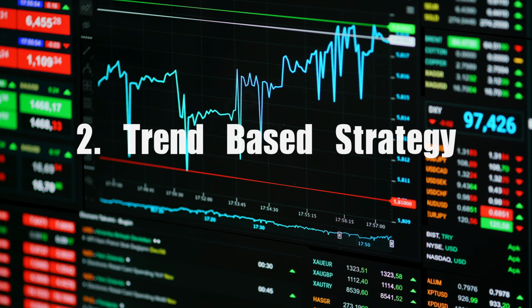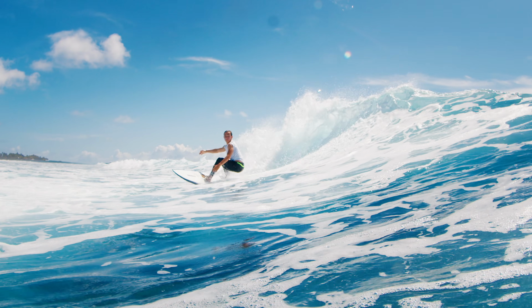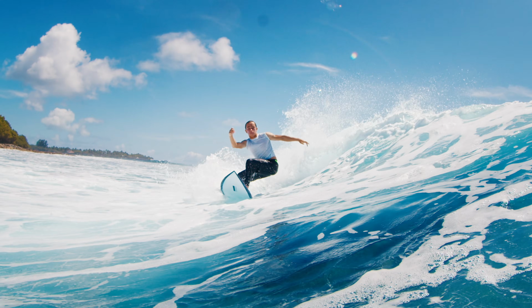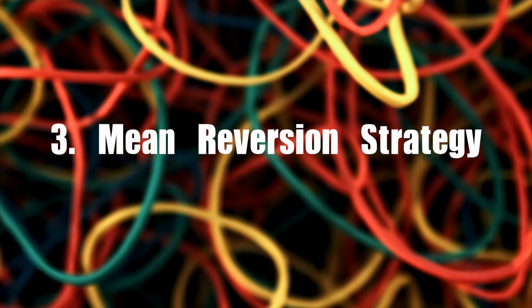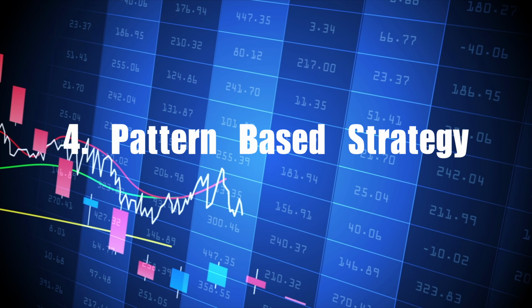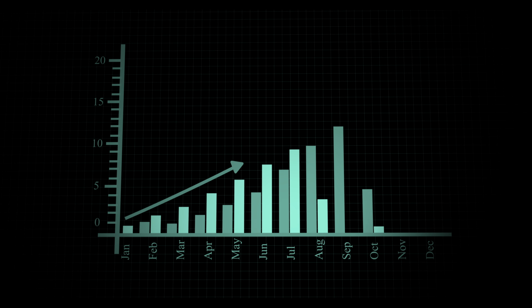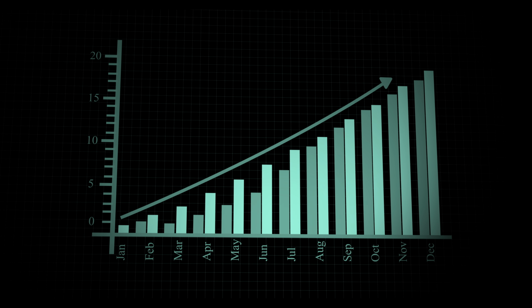2, trend-based strategy. This is a surfer who waits for the biggest swells and rides them as long as possible. The hard part, knowing when the wave is dying out. 3, mean reversion strategy. Think of the market like a rubber band. The further it stretches from its average, the more likely it is to snap back. 4, pattern-based strategy. This is all about spotting repeatable patterns backed by data that provide consistent profits over long-term periods of time, but markets evolve.